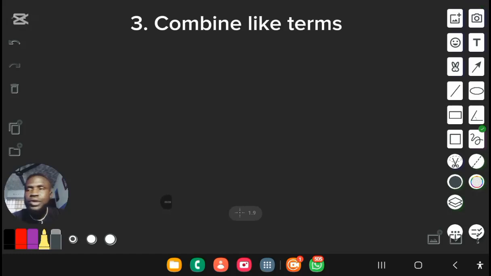Alright, let's go over to trick number 3. Trick number 3 is combine like terms. Now, what do we mean by combining like terms? It means group like terms together before you solve. Like, let's solve this one. For example, we have 3x plus 2 minus x all equals 10.